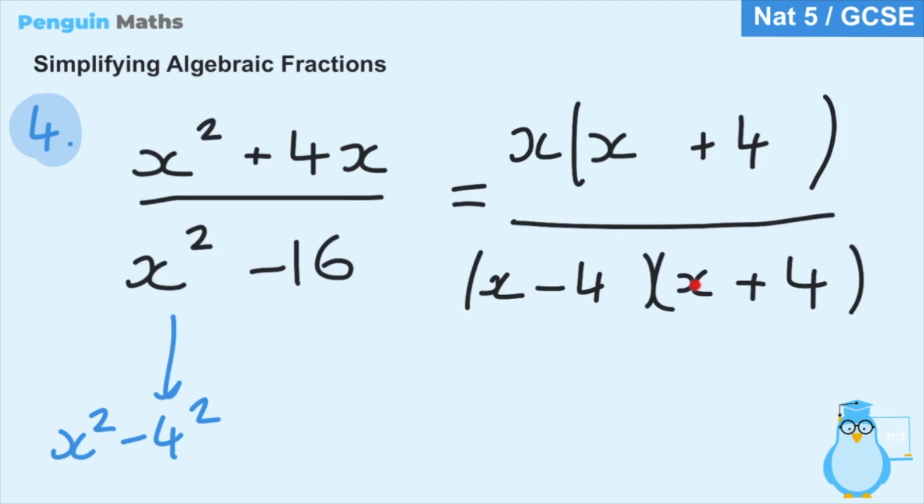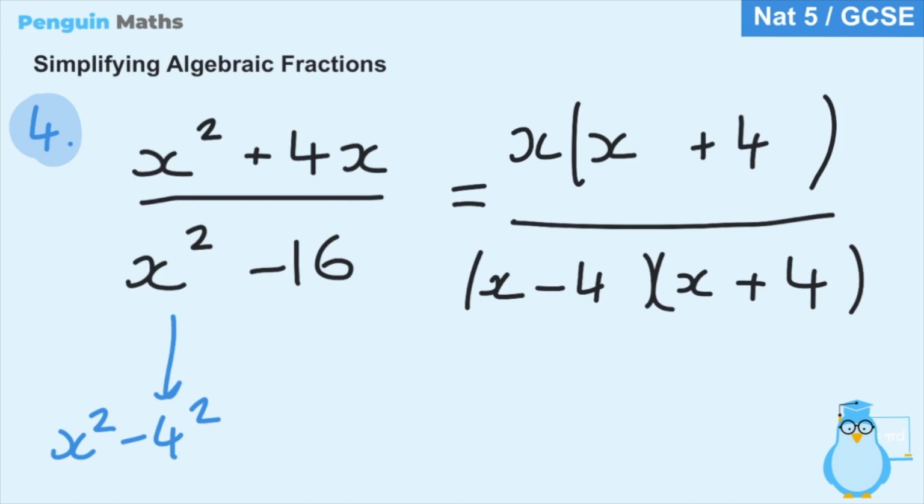So x times x is x squared, minus 4x plus 4x, so they cancel out, and then minus 4 times 4 gives us this minus 16. So that's us now factorised the top and the bottom. So after doing this, we should now look to see if we can cancel things out.